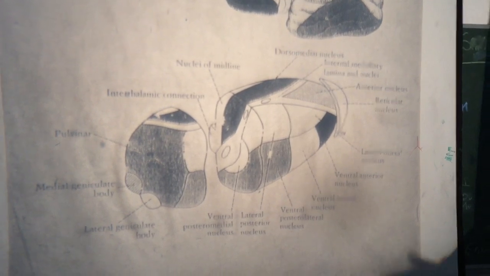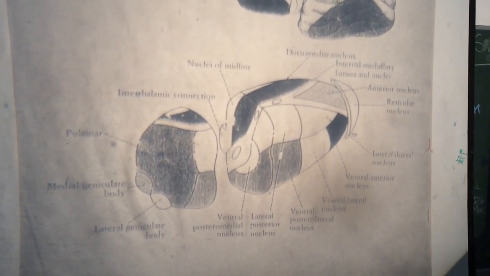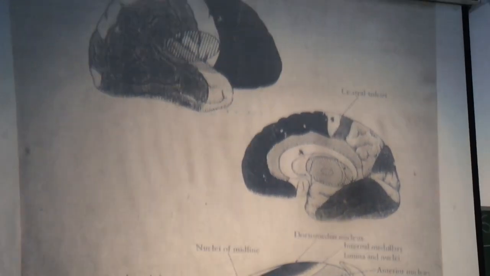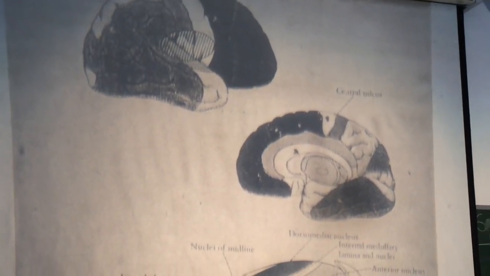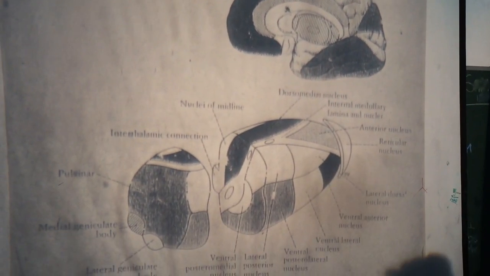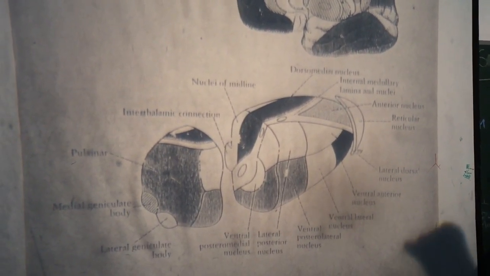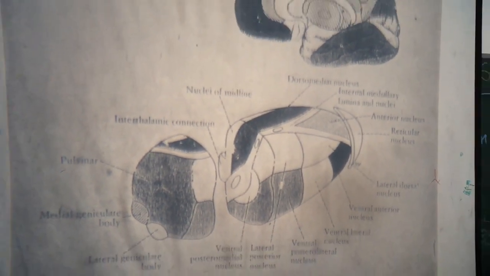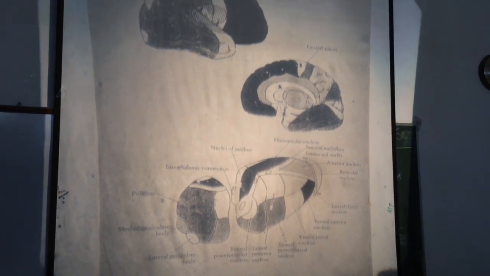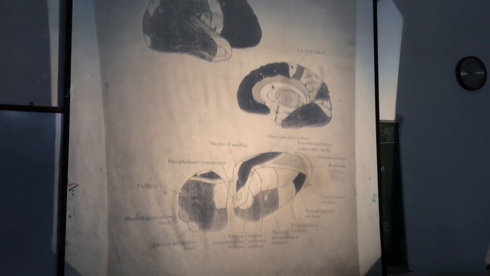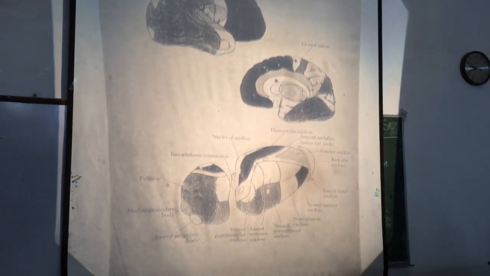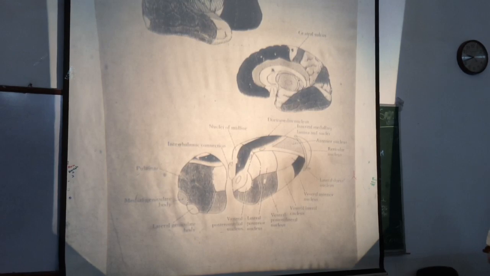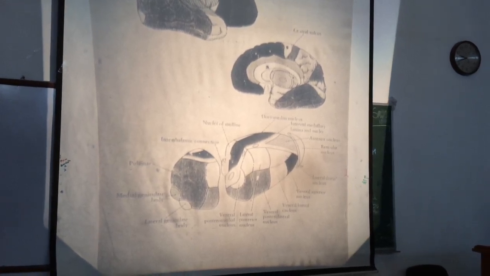Thalamus of one side is connected to the thalamus of the other side by a band of grey matter, which is called interthalamic adhesion or interthalamic connection.